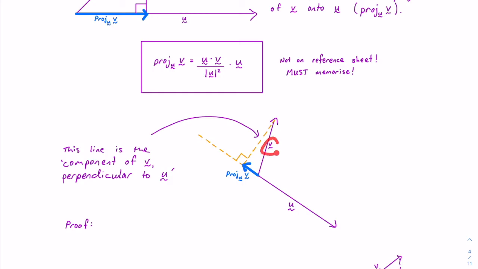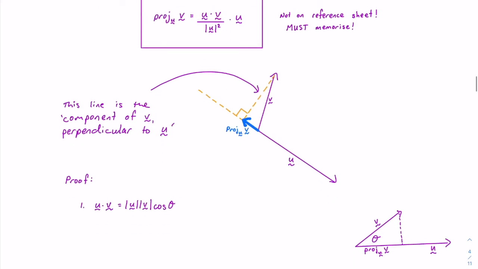So v is made of components. It's got this component, it's got that component. And if you get a question talking about the component of v perpendicular to u, you're finding that line there, or that vector. You can do that by subtracting, of course. So that vector is v minus the projection. So just a bit of vector subtraction, or you can do a bit of SOHCAHTOA if you're trying to find the length of it. Now I'm just going to prove that formula.